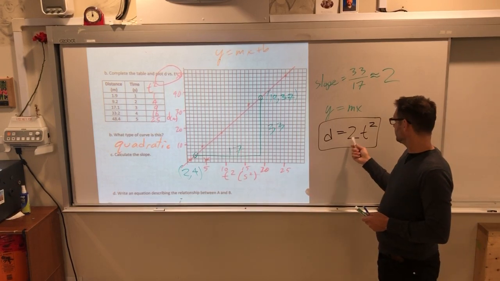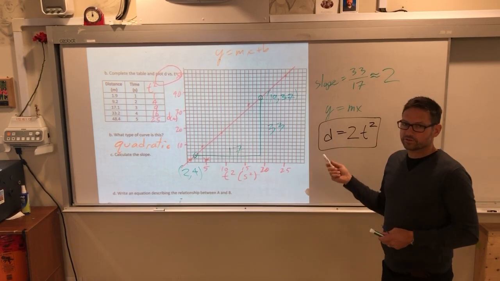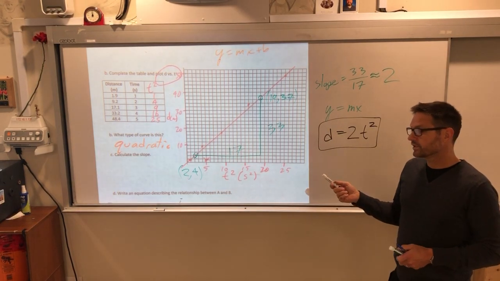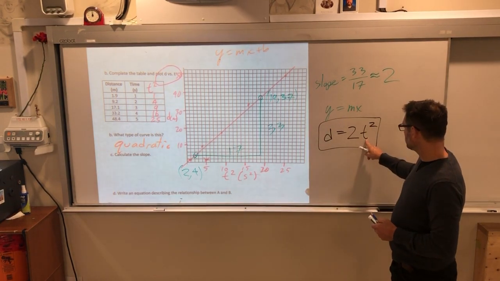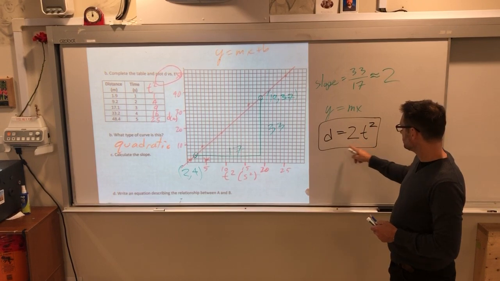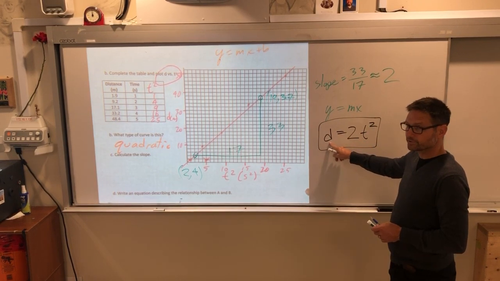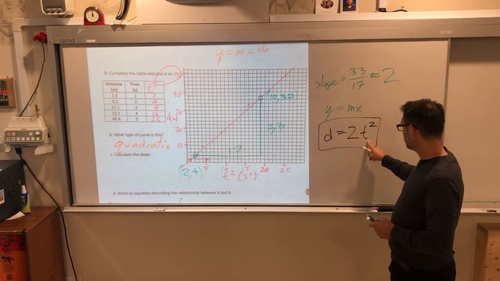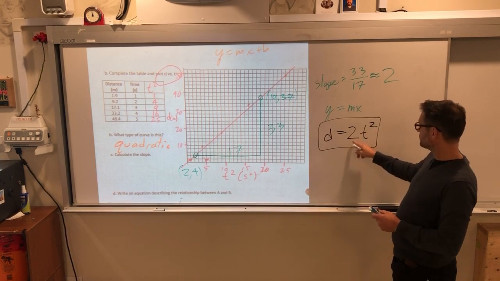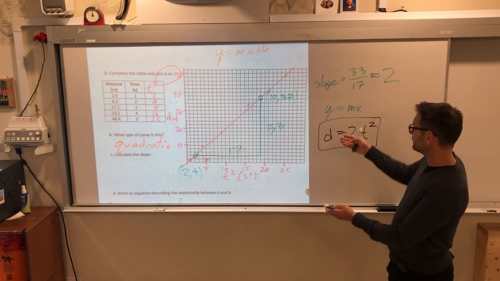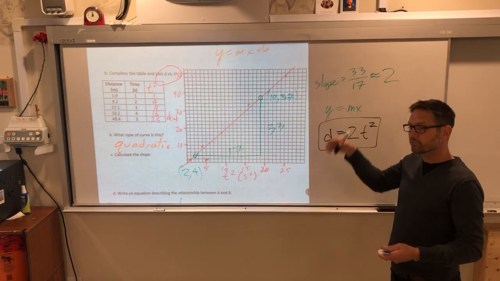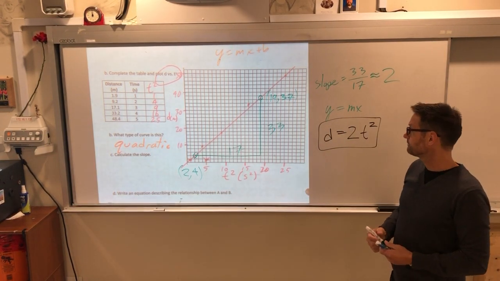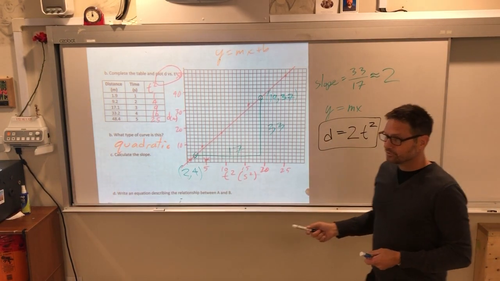This tells you that because it's squared, the object is accelerating. So if you think of 1 second, 1 squared times 2 is 2, so you go 2 meters in the first second. But in the second second, 2 squared is 4, times 2 is 8. So you keep getting faster and faster, covering more and more distance every second. That's how you do that.